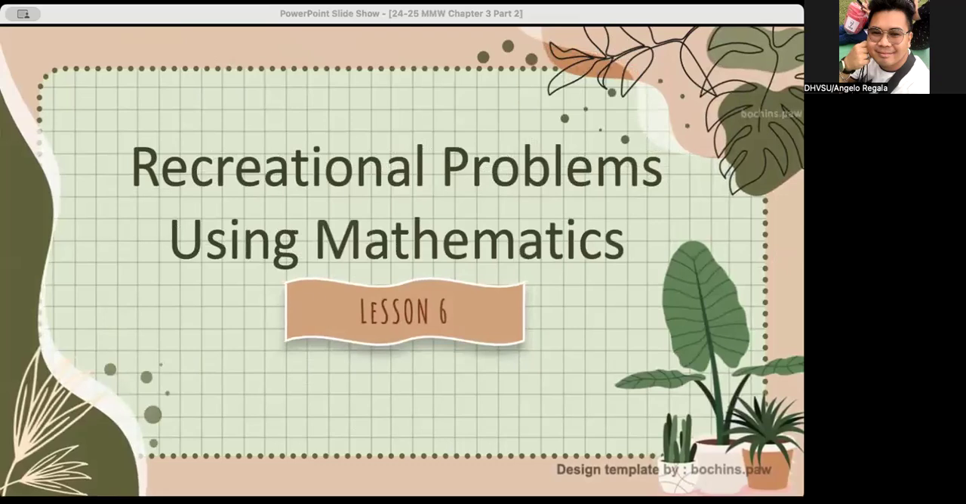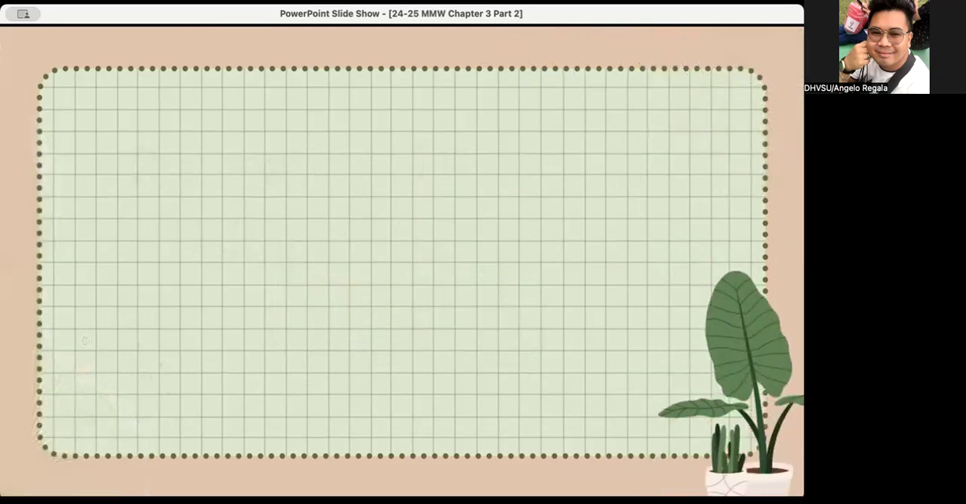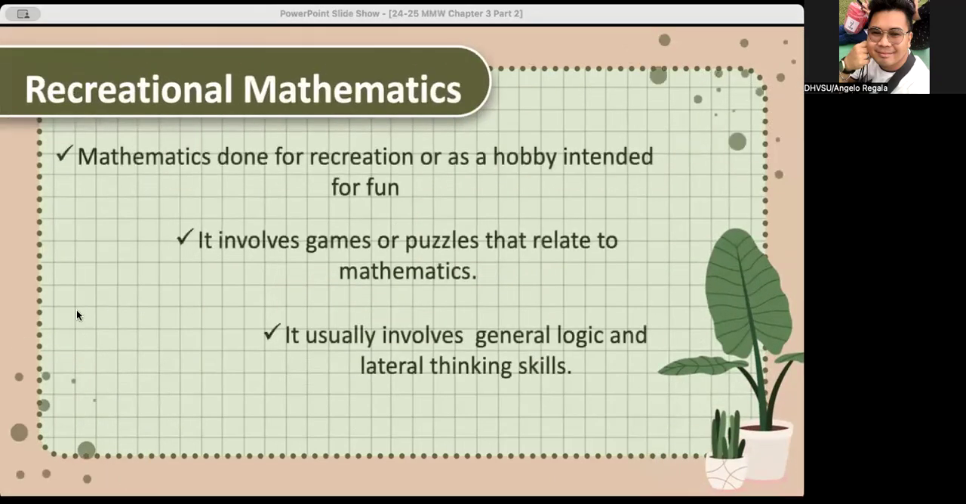Last one is recreational problems using mathematics. When we talk about recreational problems, we're talking about mathematics done for recreation, or as a hobby, to have fun. We always think math is just about solving, but we can also use math for recreation, to relax. It can involve games or puzzles related to math. Usually, we use general logic or lateral thinking skills.